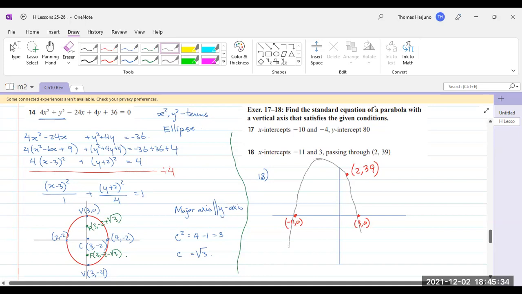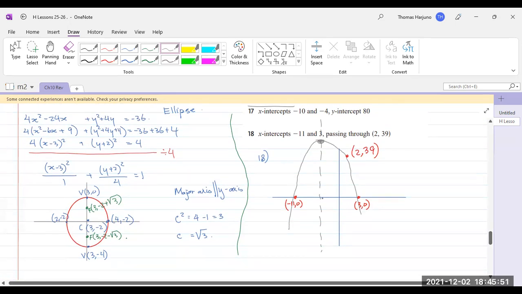We can see here that the axis is vertical. We need to find the vertex, right? How to find the vertex? Let's first find the axis of symmetry. The axis of symmetry is x equals (-11 + 3) over 2, that's -8 over 2, that's -4. So the vertex must be (-4, something). Let's call that k.